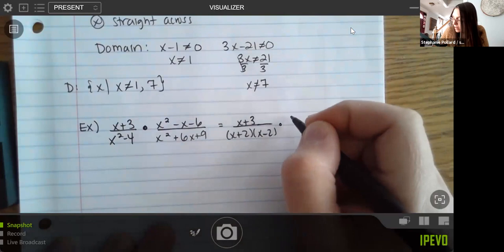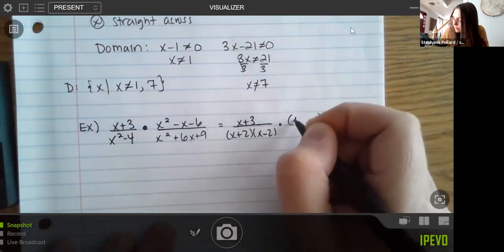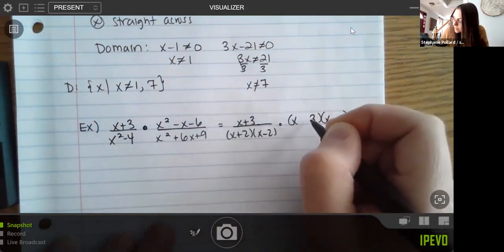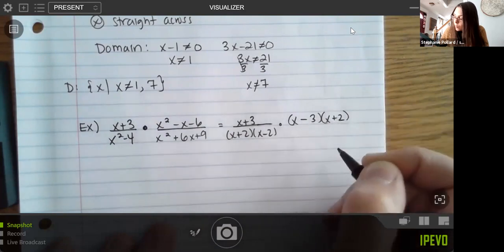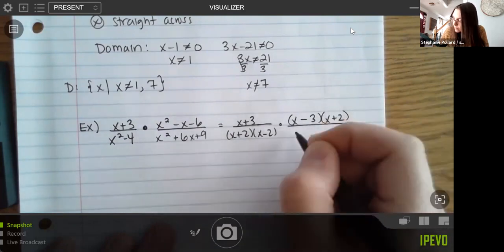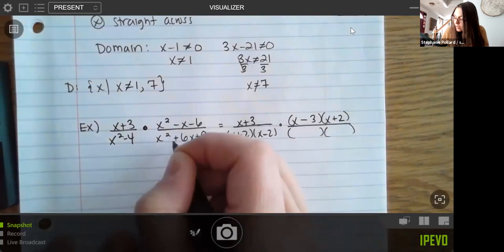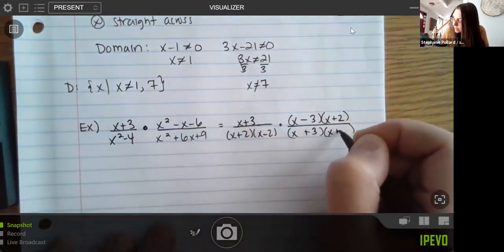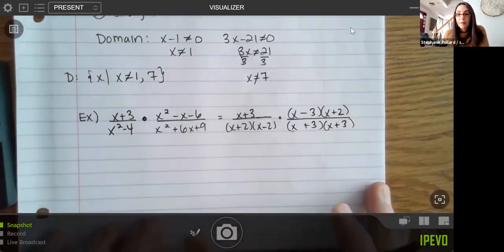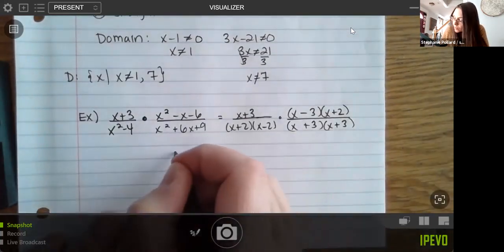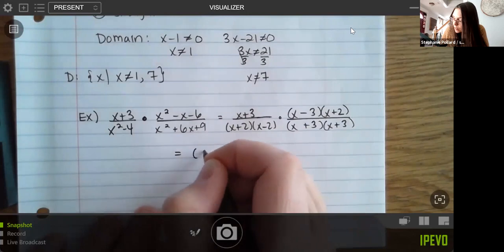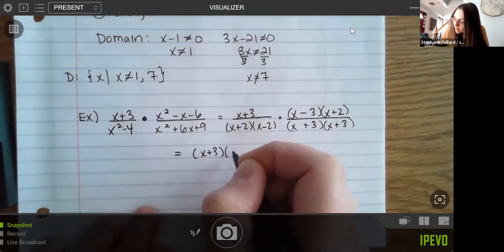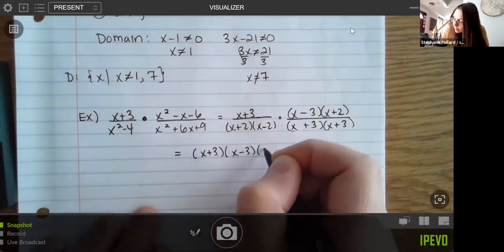Here, I'm going to try to factor this as well. So let's see, minus 3 and positive 2 is going to work there. And then I'm going to factor here too. And plus 3 and plus 3 is going to work for my factoring there. Now, I like to just rewrite everything. Remember, this stays together, so I'm going to put parentheses there, and I go straight across.